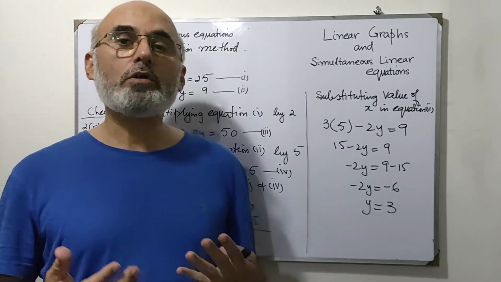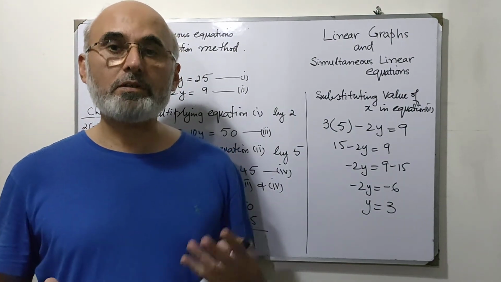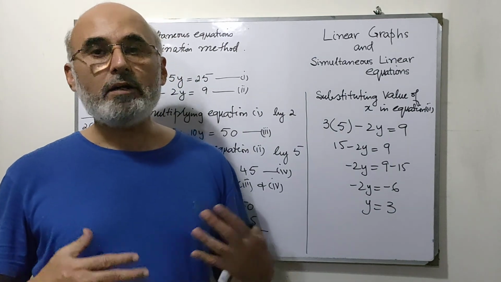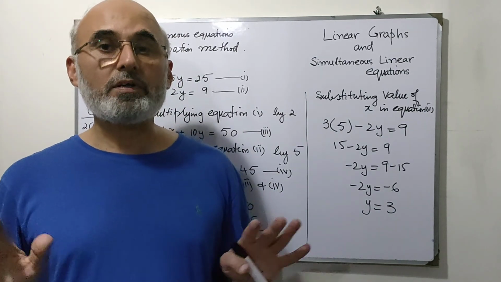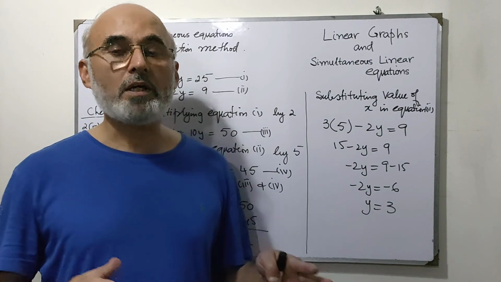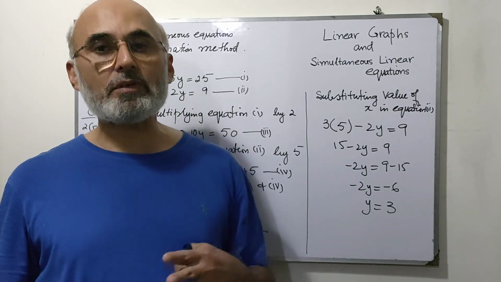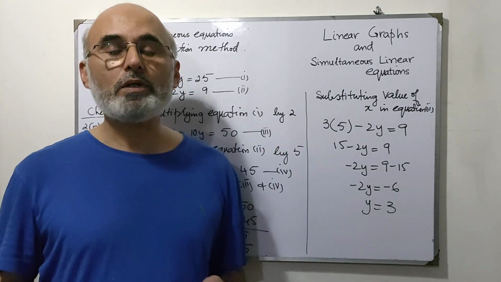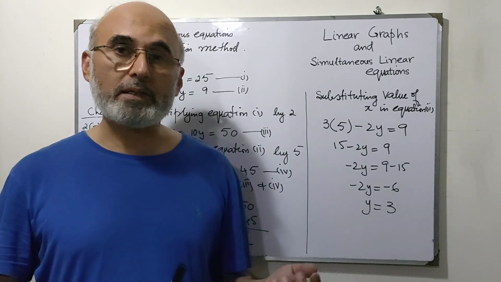So now we know how to solve simultaneous equations using two methods, the graphical method and the elimination method. We also have checked our solutions, whether they satisfy the equations or not. If they are satisfying the equations, the left hand side is equal to the right hand side. In the next session, we'll do the substitution method.